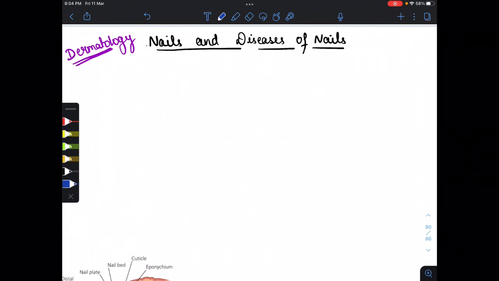First of all, we have to know that nails are derived from ectodermal appendages. So nails are ectodermal appendages. This is the most important point, that nails have ectodermal appendages.